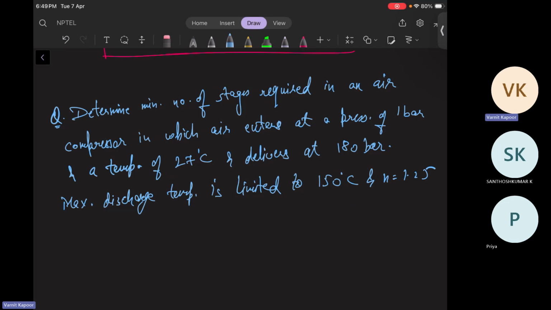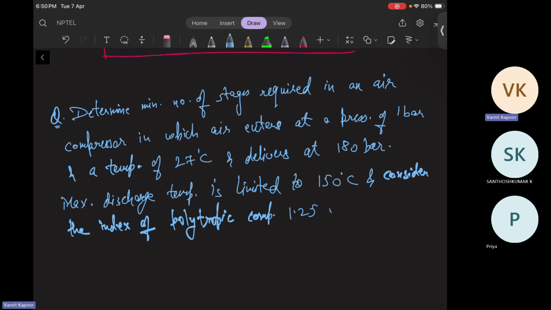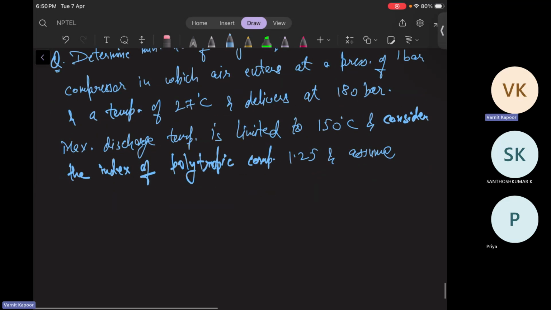You can assume perfect, or let me write: consider the index of polytropic compression 1.25, and assume perfect and optimum intercooling between stages.